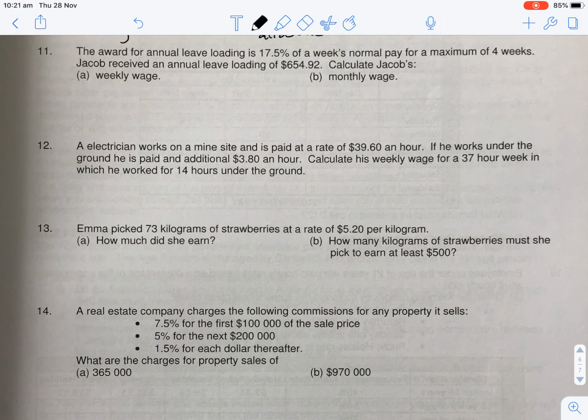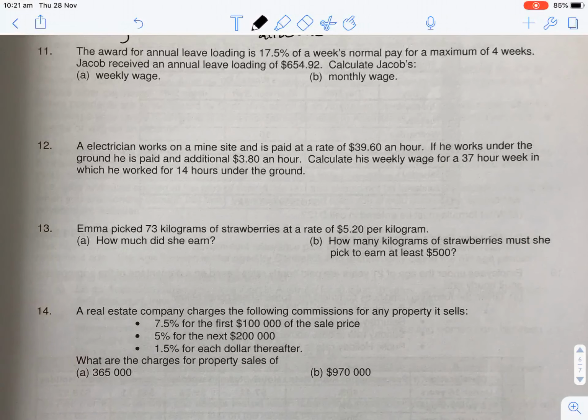Okay, so this is Chapter 1 review questions, and we're on question 11 here. Question 11 says the award for annual leave loading is 17.5% of a week's normal pay for a maximum of 4 weeks. Jacob received an annual leave loading of $654.92, and we need to calculate his weekly wage and his monthly wage.